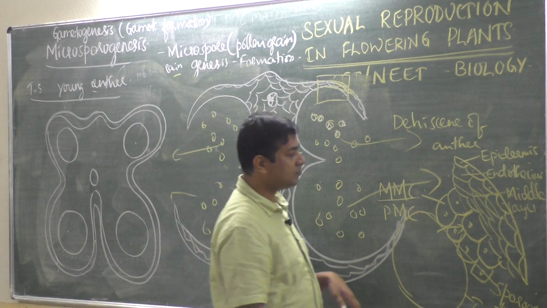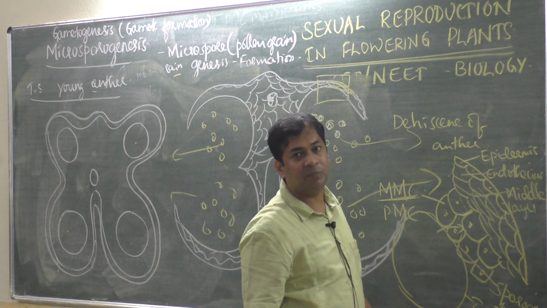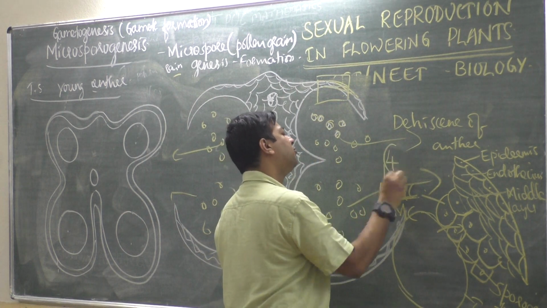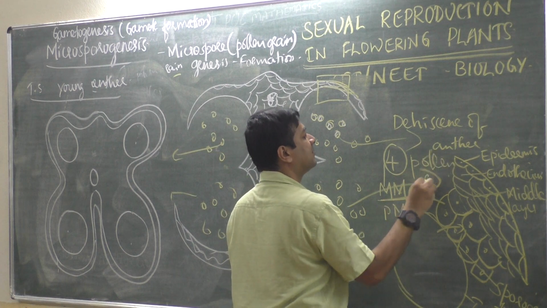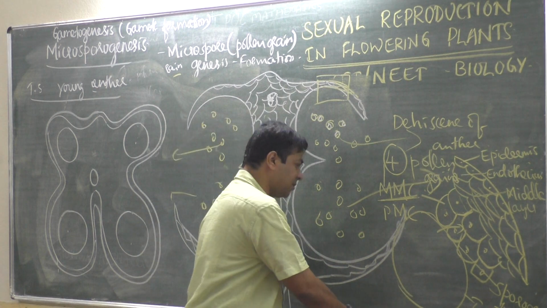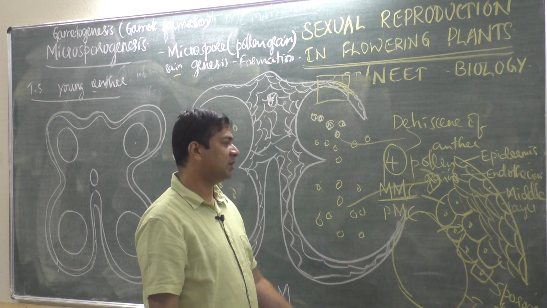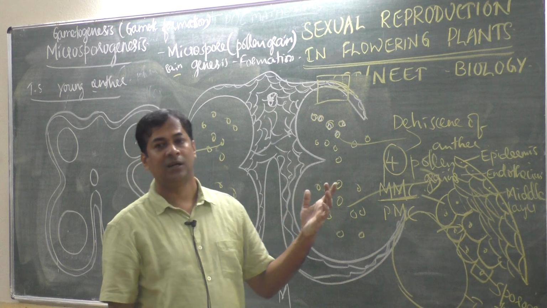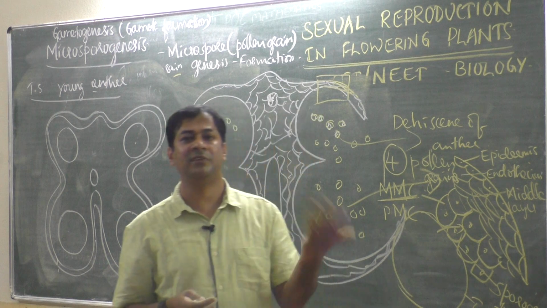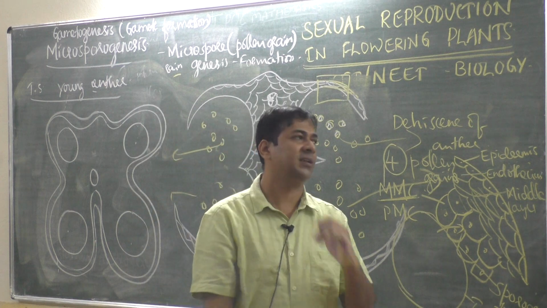Then one microspore mother cell, one MMC, can produce how many pollen grains? One microspore mother cell produces 4 pollen grains. How? That we will see in the next class. You already know this, but I will go step by step. Then the structure of pollen grain in detail also we will learn, like the outer layer called exine, the inner layer intine, then vegetative cell, generative cell, all that we will learn in the next class. So till here we have learned today in NEET.